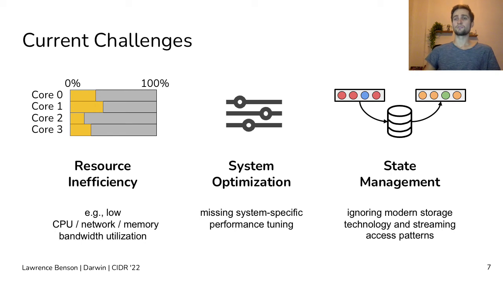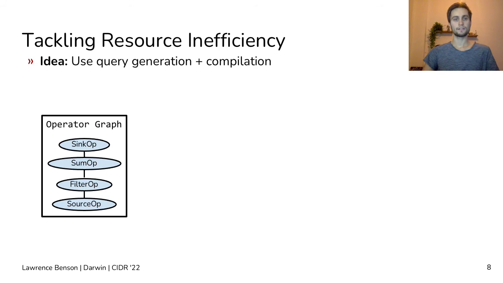And the third one in general is state management. So often these systems will ignore modern storage technology and also often fall back to general purpose key-value interfaces to store the state, kind of ignoring streaming-specific state access. I won't go into all of this in detail in the following slides due to time reasons, but we really encourage you to read the paper for more information on this. Let's look at a few specifics on how to overcome these challenges.